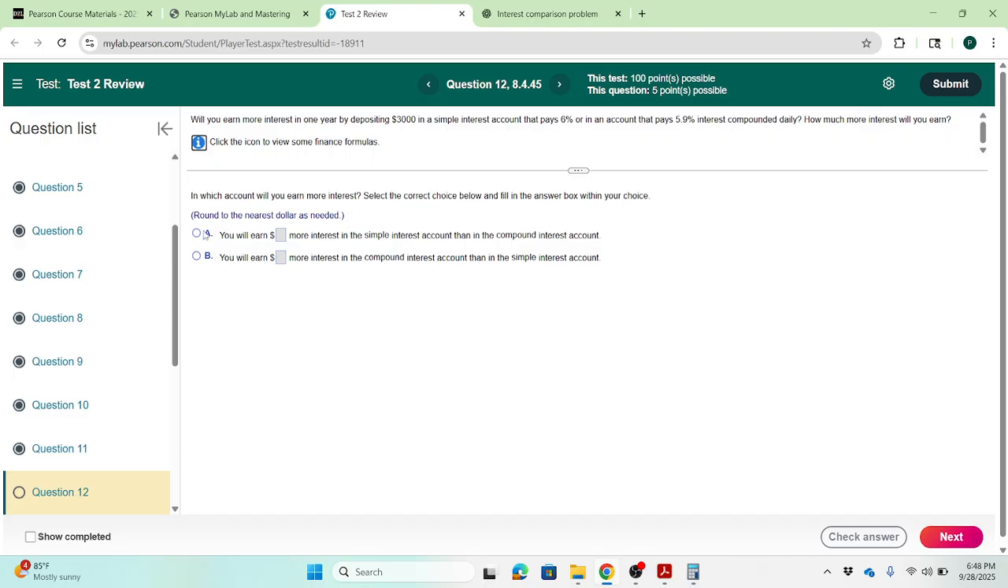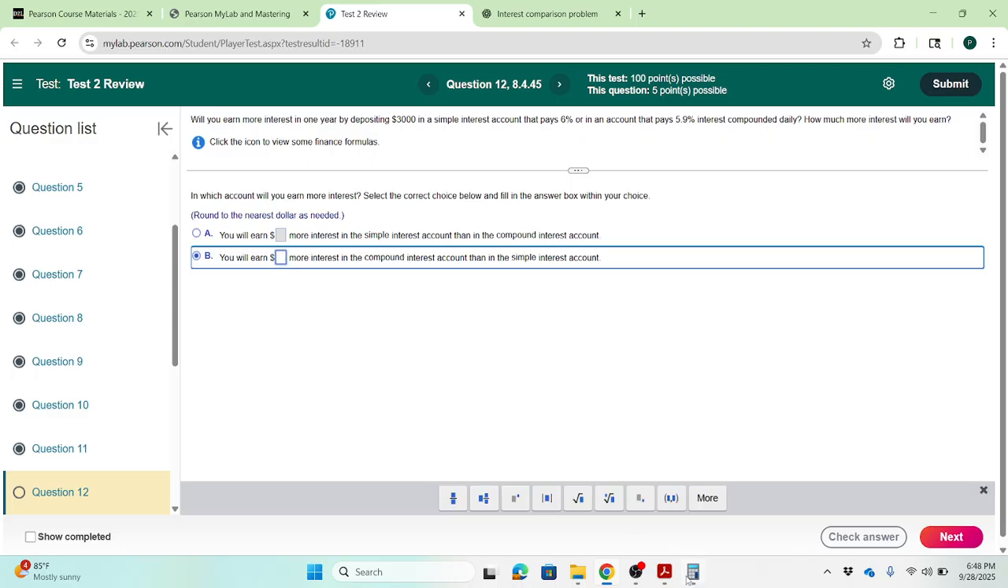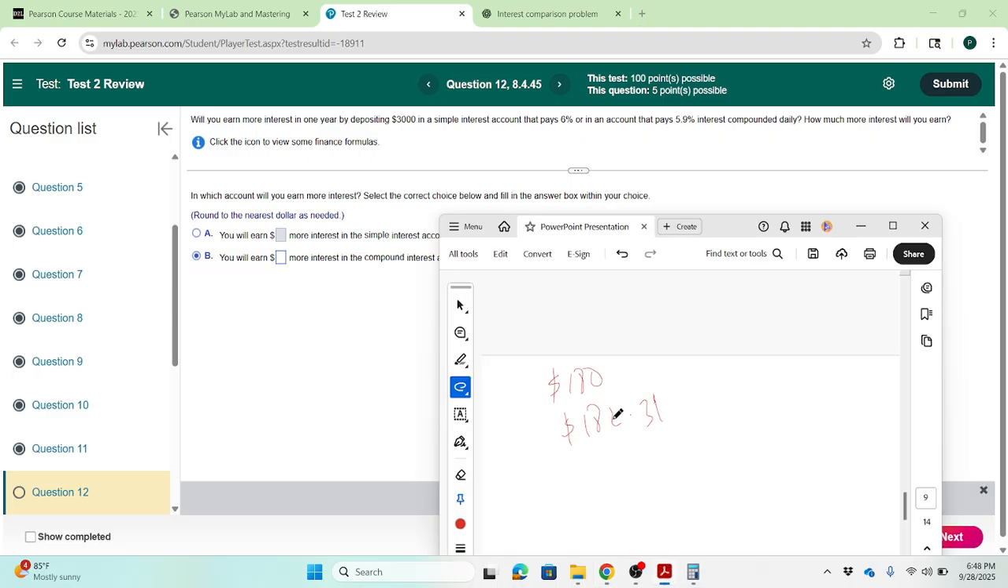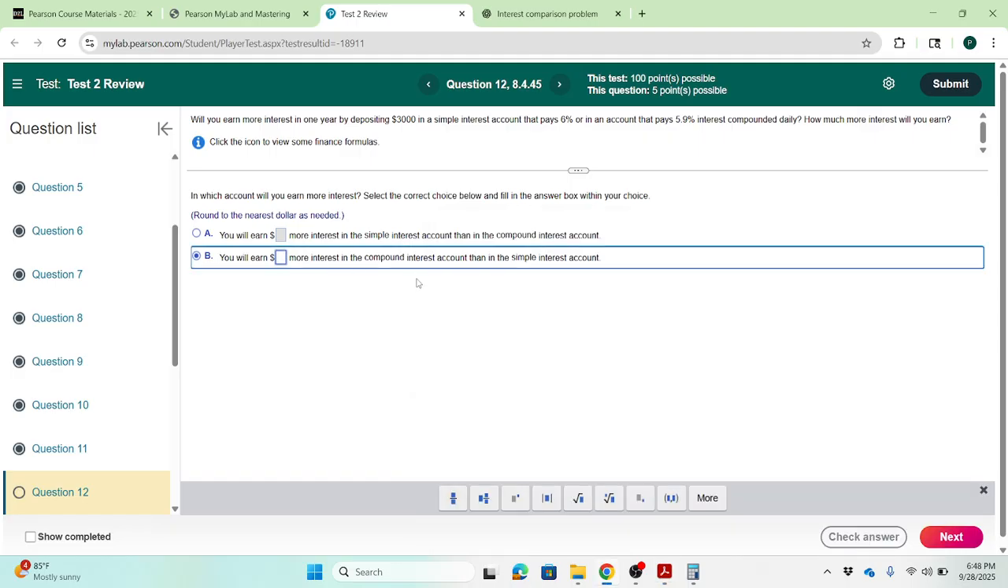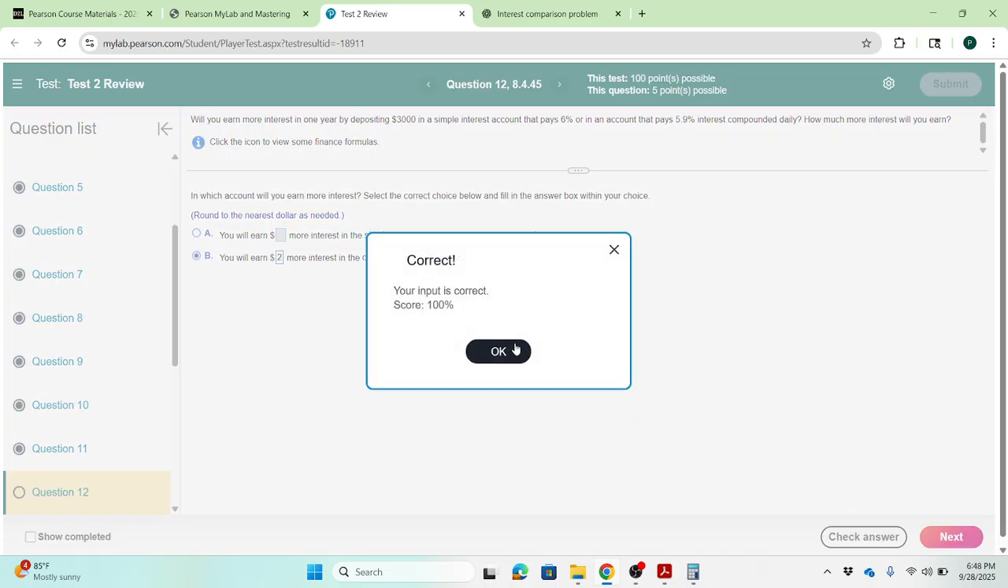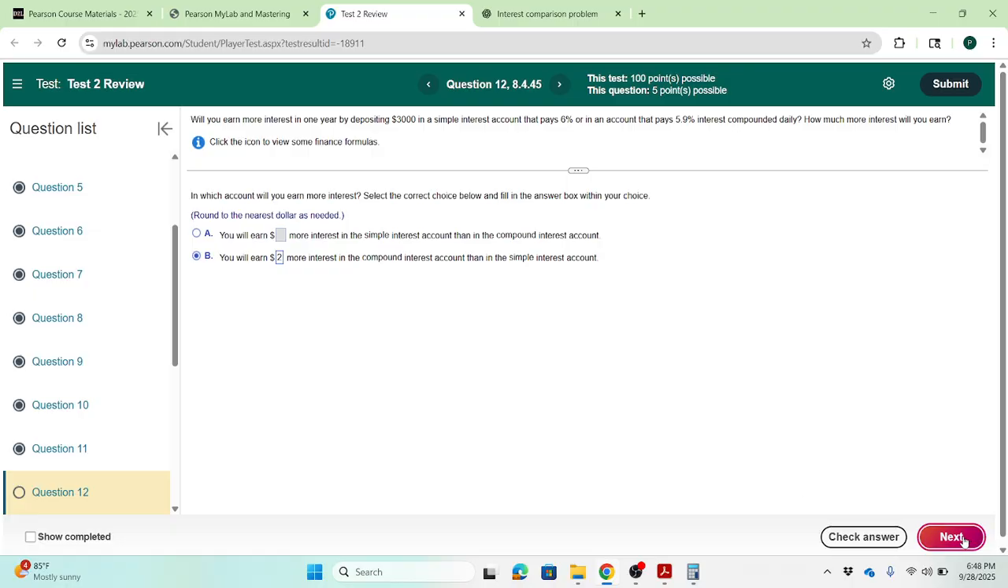So you will earn more interest in this compounded account. How much more? The difference is $2.31, and rounded to the nearest dollar, that means $2 more than the simple interest formula.